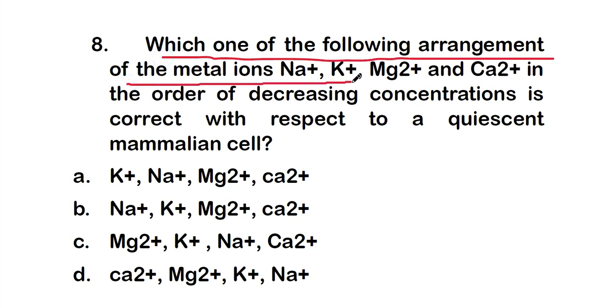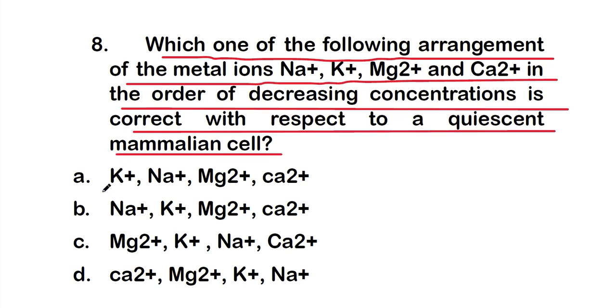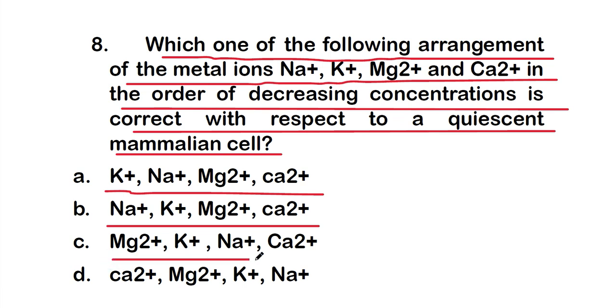Which one of the following arrangements of the metal ions, that are Na+, K+, Mg2+ and Ca2+, in the order of decreasing concentration is correct with respect to quiescent mammalian cells? The options are: option A, K+, Na+, Mg2+ and Ca2+; option B, Na+, K+, Mg2+, Ca2+; option C, Mg2+, K+, Na+ or Ca2+; or option D, Ca2+, Mg2+, K+ or Na+.